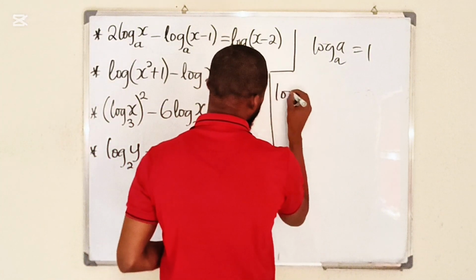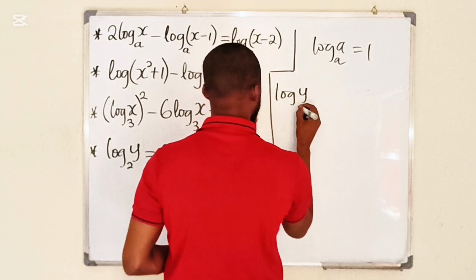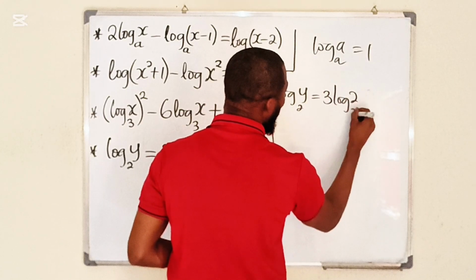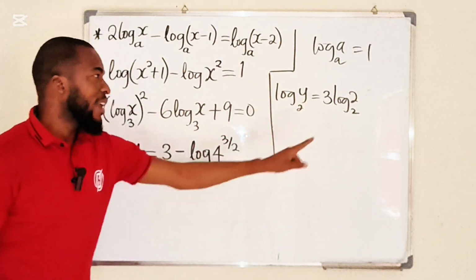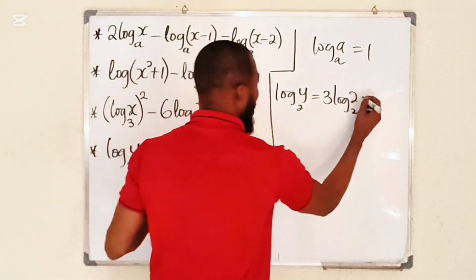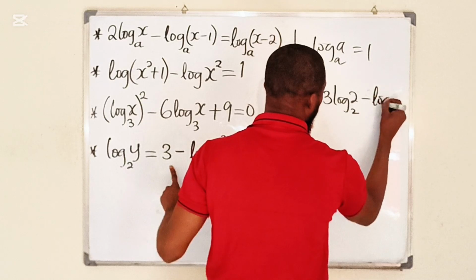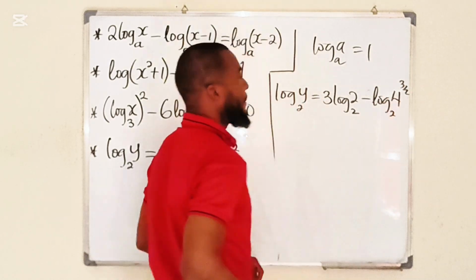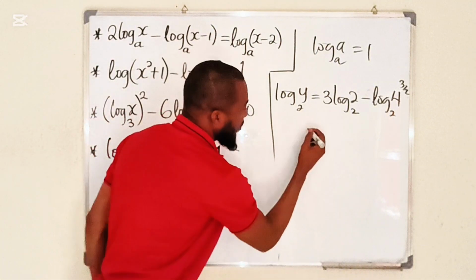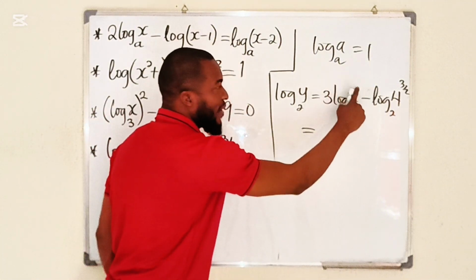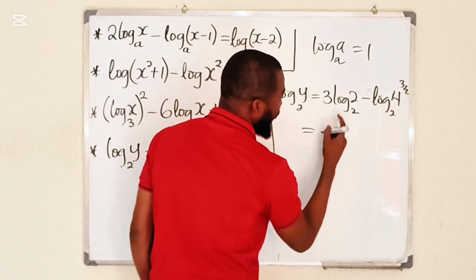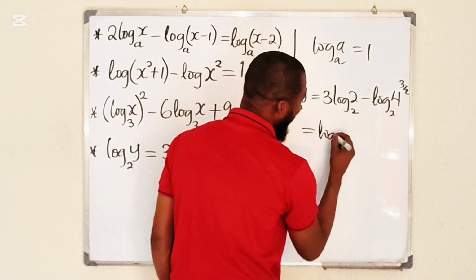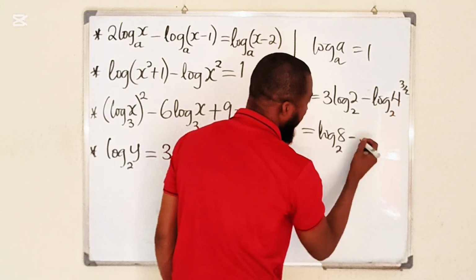So the left-hand side remains log of y base 2. This is equal to 3 multiplied by log of 2 base 2. Log of 2 base 2 is 1, times 3 will still be equal to this 3. And we still have minus log of 4 raised to the power of 3 over 2. I would like to simplify this. Remember that this 3 can serve as the power of this 2, and 2 raised to the power of 3 is 8. 2 times 2, 4, times 2, 8. So this is log of 8 base 2 minus.